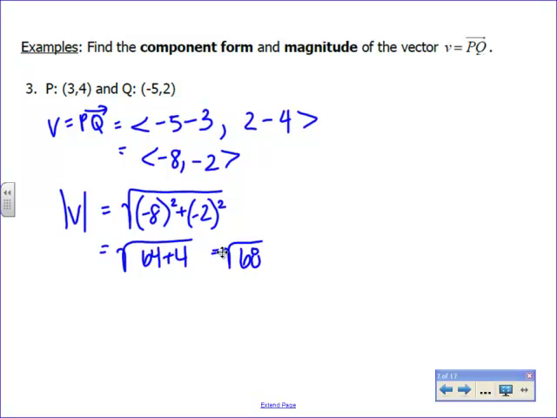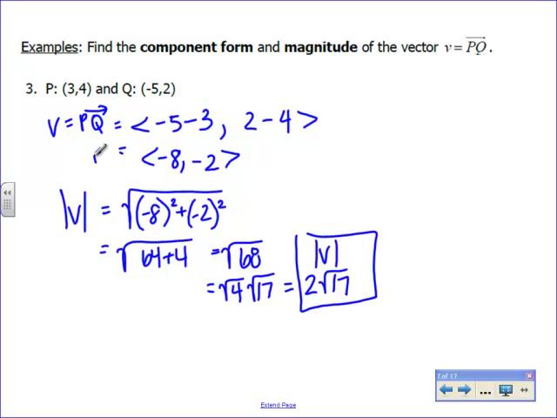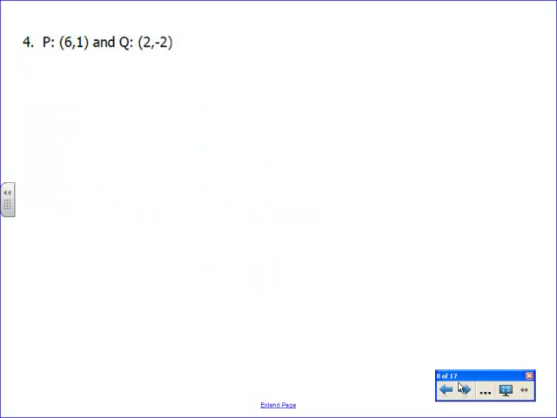We get the square root of 68. 68, believe it or not, has a perfect square that goes in it, which is 4. So I can rewrite this as the square root of 4 times the square root of 17, which will simplify to 2 radical 17. You will be expected to simplify these magnitudes if they are able to simplify. So you have your component form, negative 8, negative 2, and your magnitude, 2 radical 17.